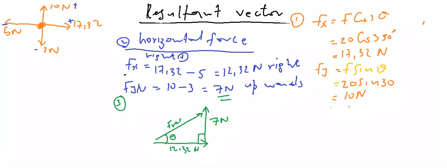Step number 4. Step number 4 says use Pythagoras theorem. Now we look at this diagram, this right angle triangle, and use Pythagoras theorem, which says x squared plus y squared is equal to r squared. Then our x is 12,32 squared plus y squared, our y is 7 squared, which is equal to r squared, F-res squared. Then we press the calculator now.